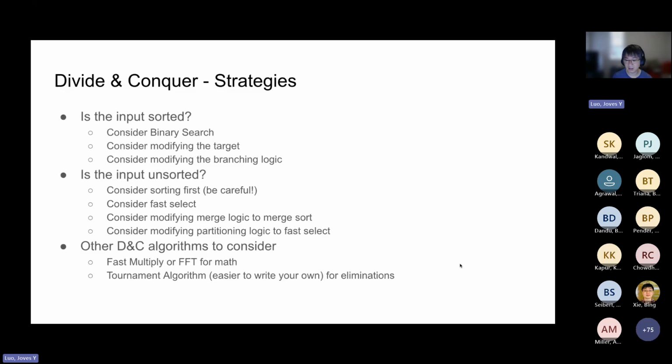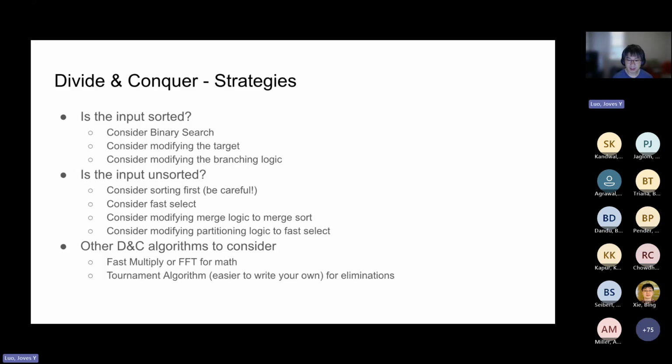Any questions on divide and conquer strategies? Ravi? Thank you. I have a question about modifying the partitioning logic in fast select. Forgive me if I missed this or this has been discussed already. Isn't it going to cause a really big runtime, such that we could make it more efficient? It depends on what the modifications are, and it depends if it's needed.